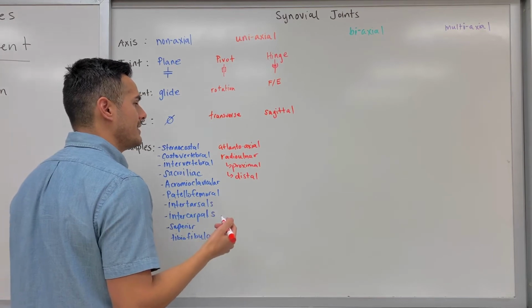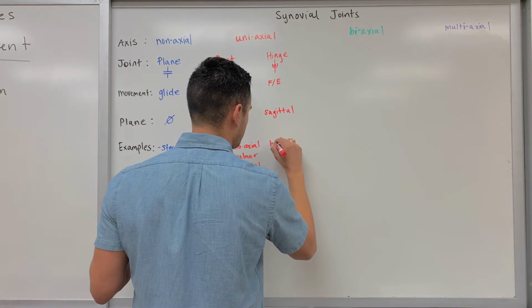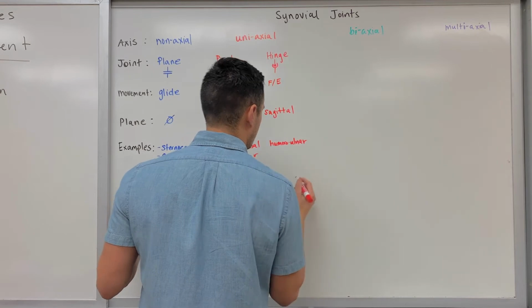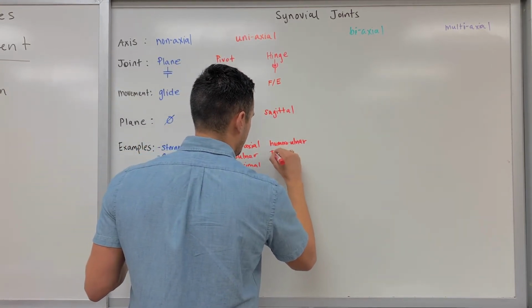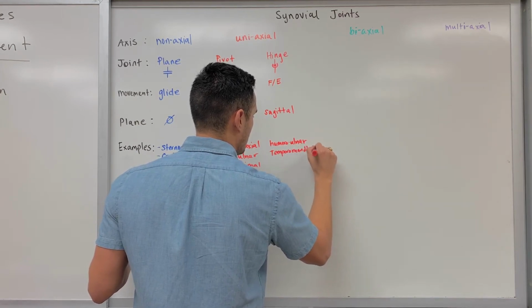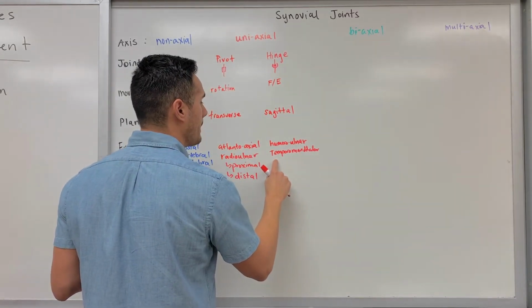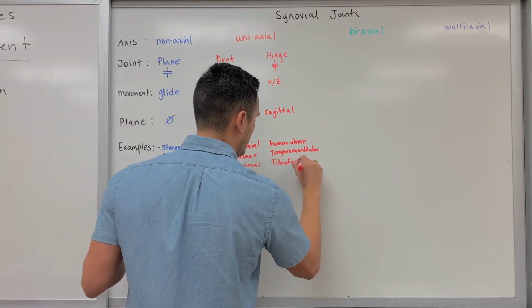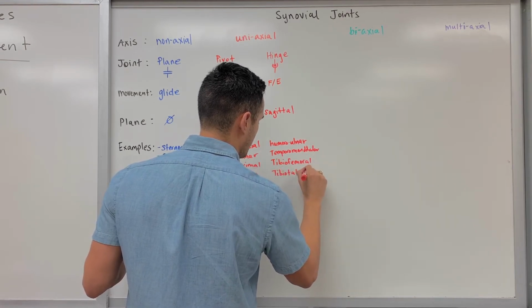A couple of different examples for the hinge joint include the humero-ulnar joint. So this is between the humerus and the ulna. And then you also have the temporomandibular joint. So this is between the temporal bone and the mandible. Another example, you have the tibiofemoral as well as the tibiotalar joint. So this is here in the ankle.